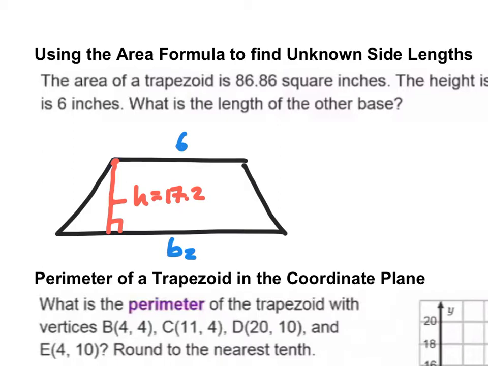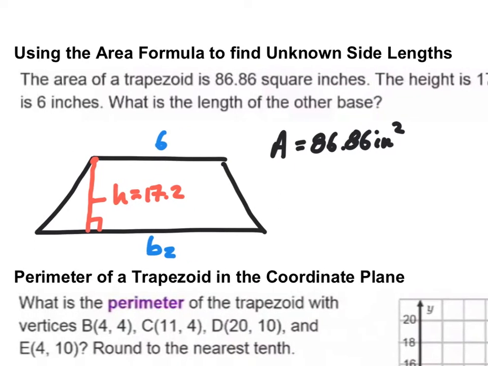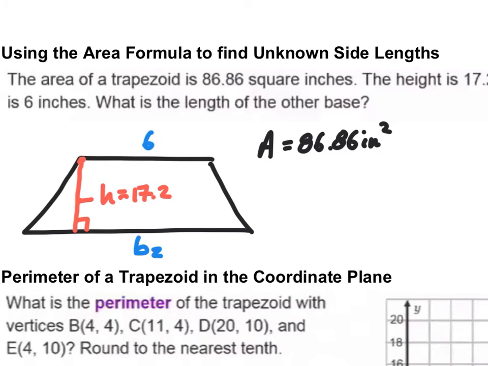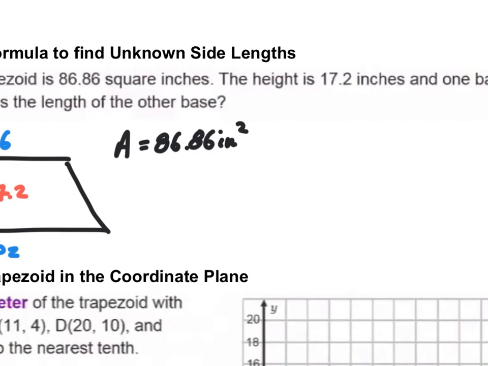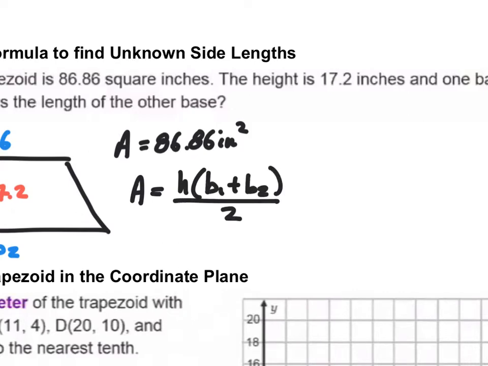I also know that my area is equal to 86.86 inches squared. Let me label this as b sub 1 is equal to 6. So I want to use my area formula, which is the height times b sub 1 plus b sub 2, all divided by 2, is equal to my area.